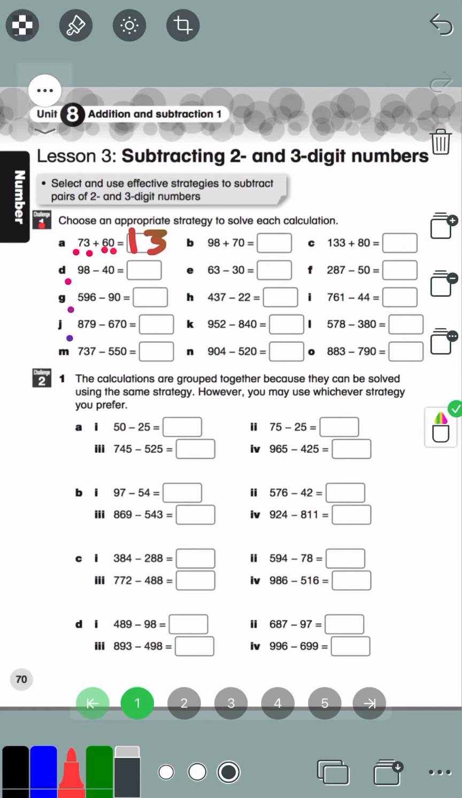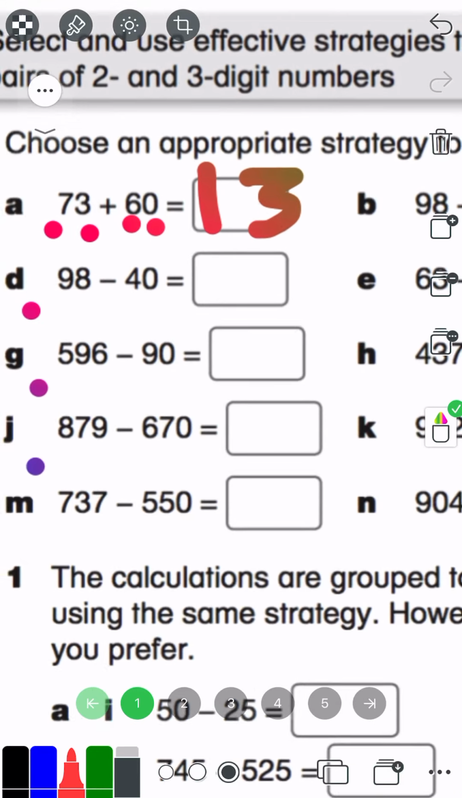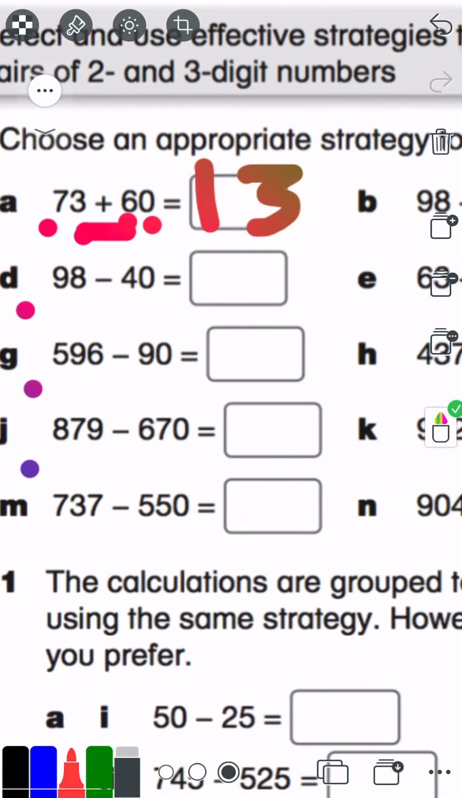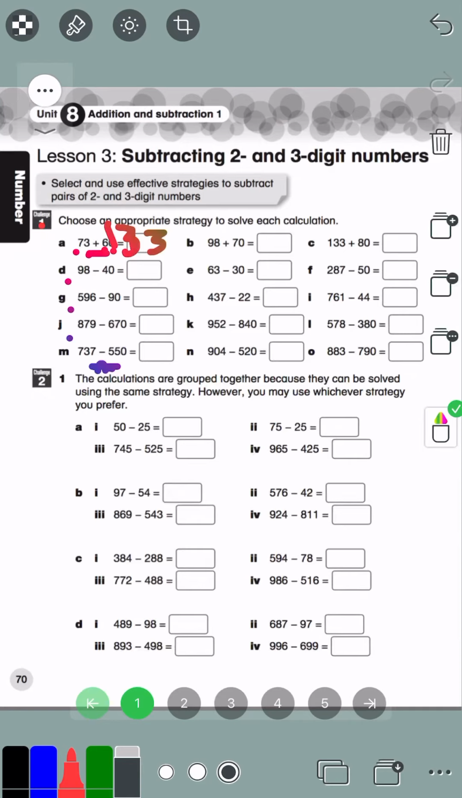But this wasn't subtraction. The first one was not subtraction, it was addition. So be careful. Be careful about the sign, the symbol. Is it addition or subtraction? So here 3 plus 0 equals 3. 7 plus 6 equals 13. The answer is 133. So always pay attention to the calculation symbol, the sign. Is it addition or subtraction?